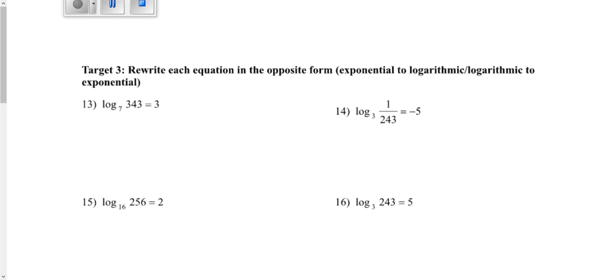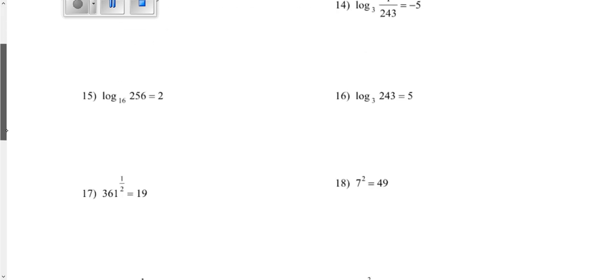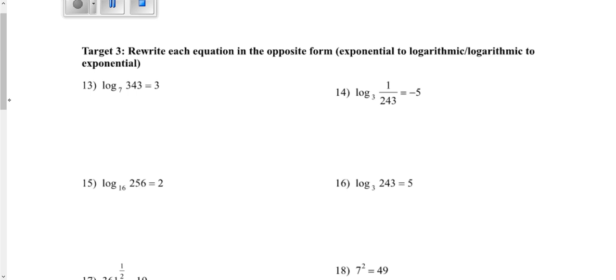Going on to the back, we are changing the form in which our problem is written. We're going to take these first 4 and put them in exponential form. Remember we do the loop-de-loop, loop and scoop, however you want to call that. So we start with the 7, then we hit the 3 equals 343. And 7 to the 3rd power is 343. I found that out on the front page.